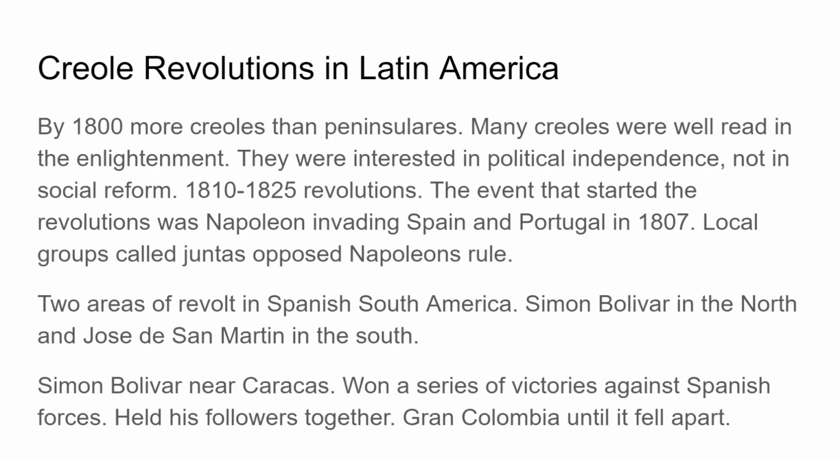Certain areas like Mexico or Spanish South America are going to revolt at different times. The big precipitating event that is going to start this, though, was Napoleon invading Spain and Portugal in 1807. Napoleon starts every problem, right? When he invades Spain and Portugal in 1807, he puts his brother on the throne of Spain and takes over control of Portugal. So technically he is in control of a lot of these local areas, but local groups called juntas are going to oppose his rule. They don't like him being in charge.